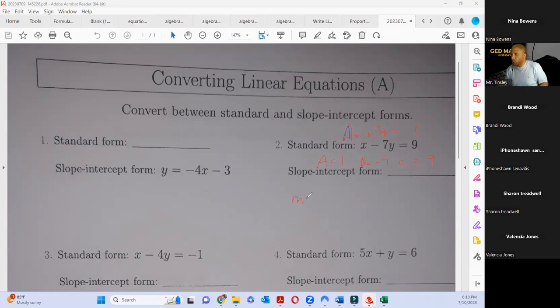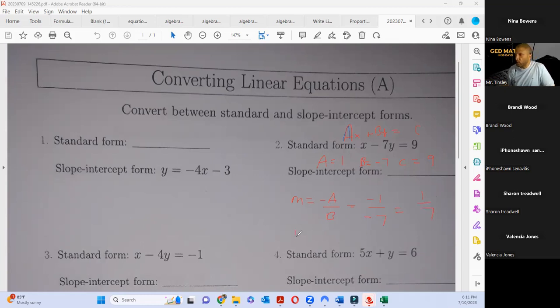Now, what I told you was the easy way. I showed you an easy way to find the slope. Take the opposite of A and put it over B. So if A is 1, what's the opposite of 1? Negative 1. What's B? Negative 7. Two negatives make a what? Positive. Boom. So your slope is 1/7.